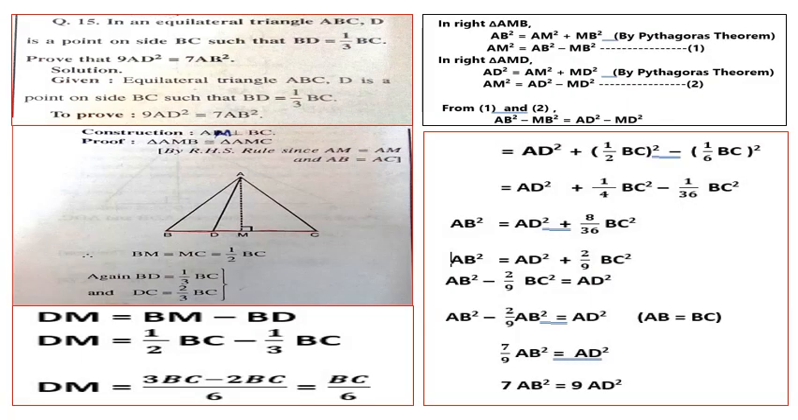Question number 15. In an equilateral triangle ABC, D is a point on side BC such that BD is equal to 1 by 3 BC. Prove that 9AD square is equal to 7AB square.